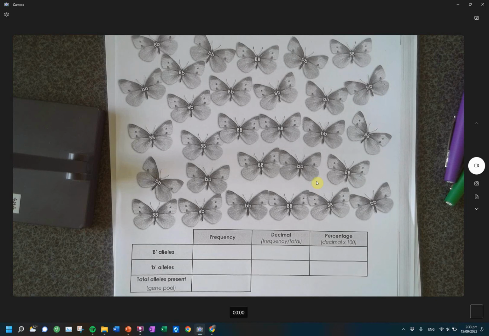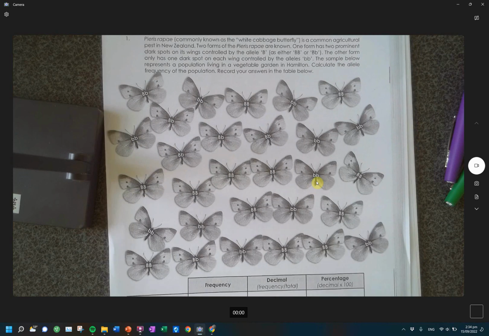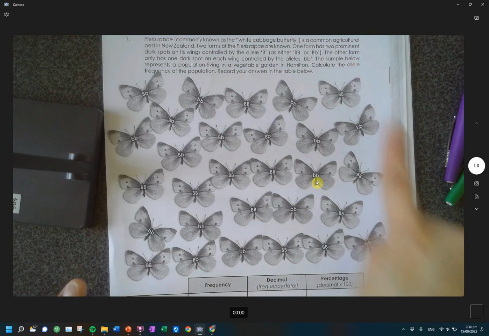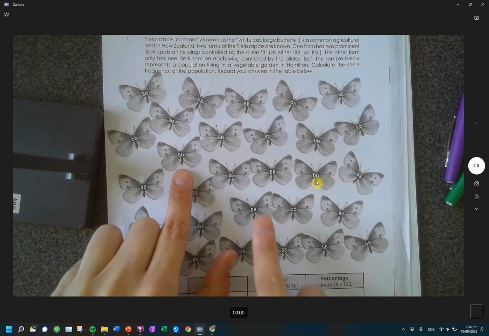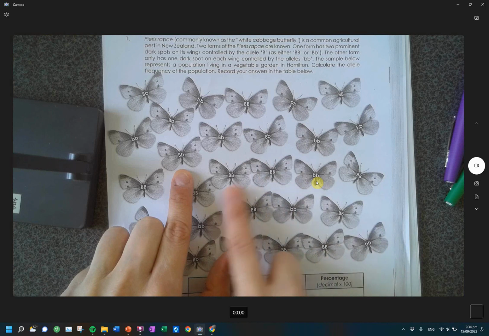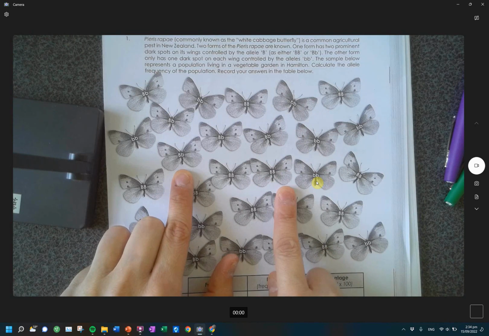Do you guys want me to calculate it out, or are you okay? Would you like me to calculate out allele frequency? Are you okay with that concept? So here is my population. With that population, you see how we have different organisms in here, and they all have their own genotype.